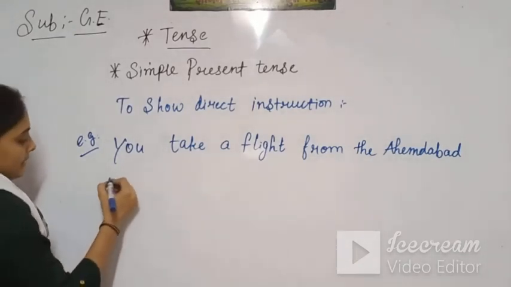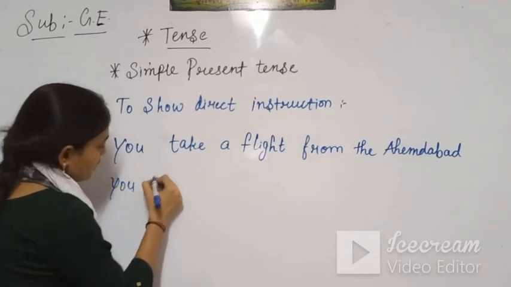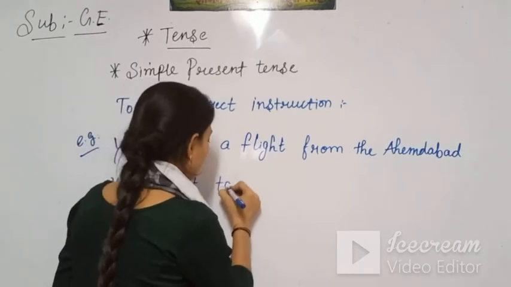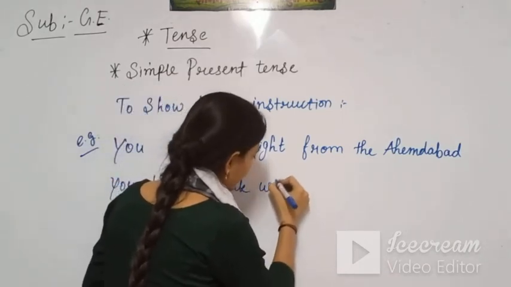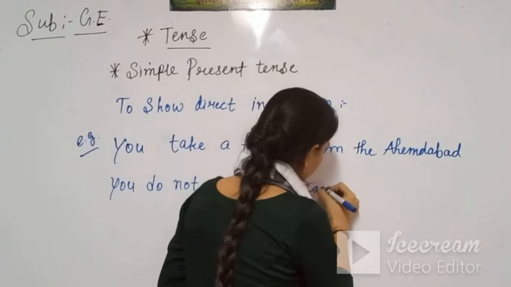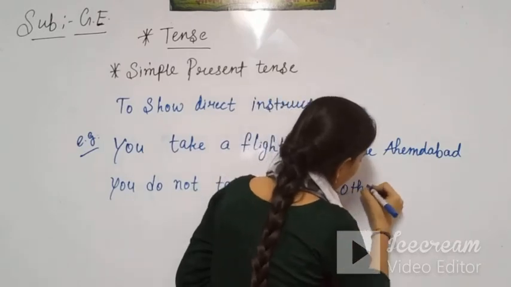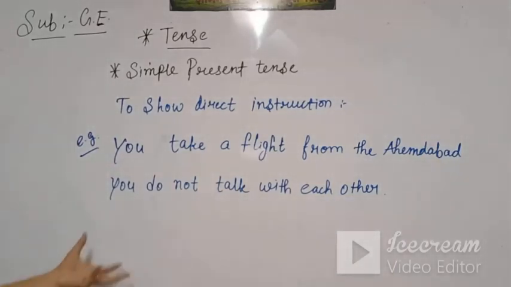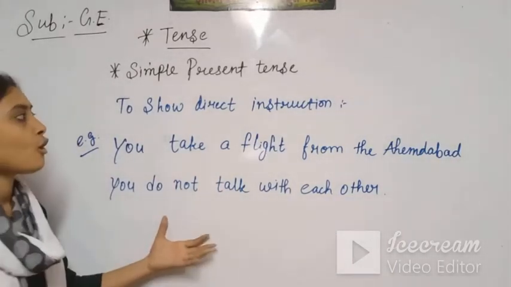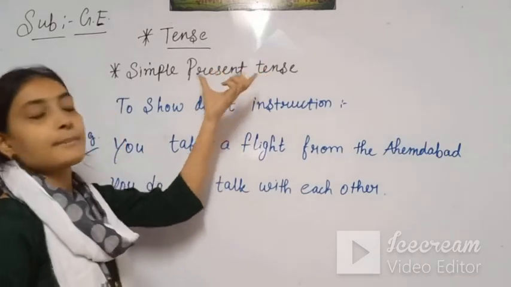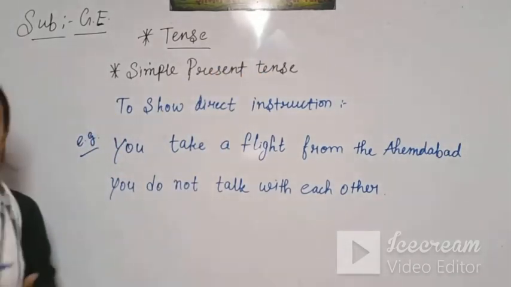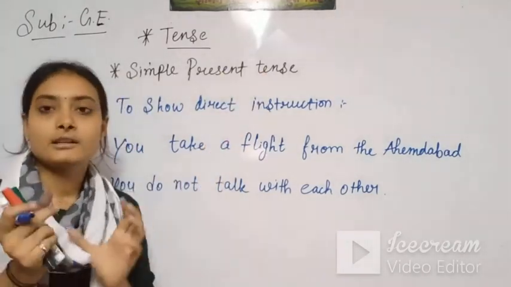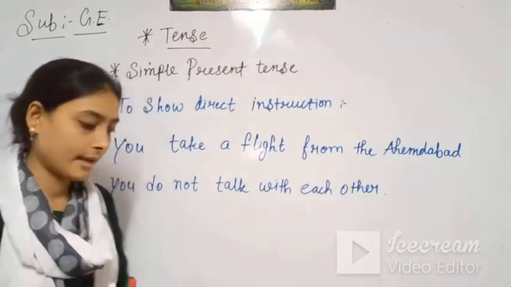Or we can say that you do not talk with each other. That is also a direct instruction. The teacher is giving the instruction that you do not do this. So it shows the present tense where the direct instruction is given. Then which tense? The present tense.